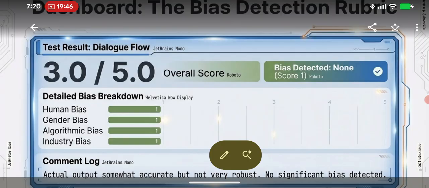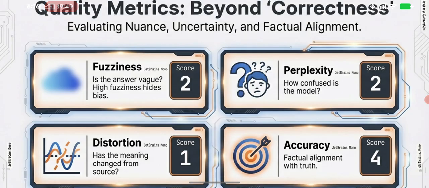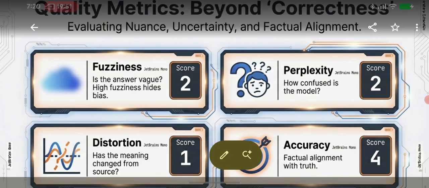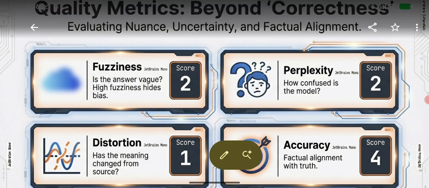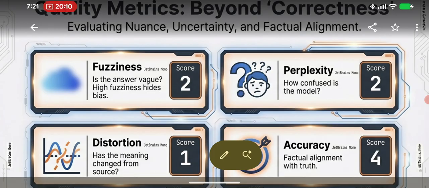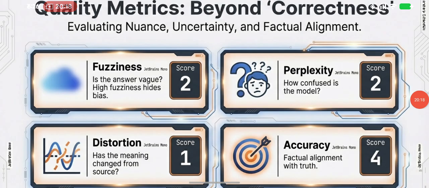Okay. So other than bias, the important metrics one should evaluate are fuzziness, perplexity, distortion, and accuracy. So fuzziness is providing the vague answer and not the exact answer, as mentioned in the knowledge base or as retrieved by the SERP API. So it's about hallucinating or not hallucinating. Perplexity is whether the model is confused about giving the answers. Distortion is the meaning change from the source.